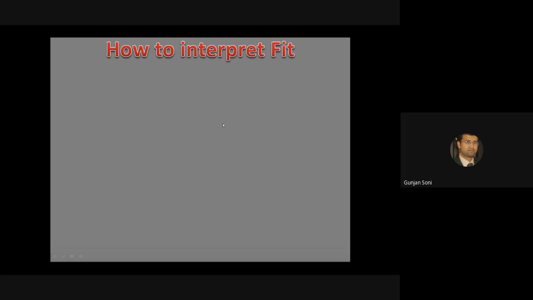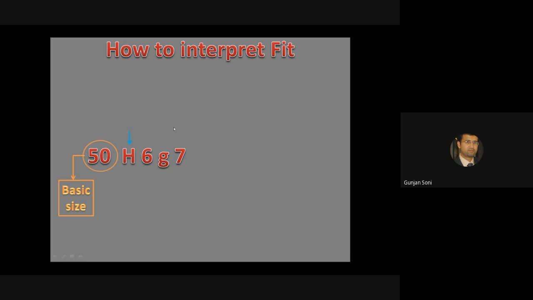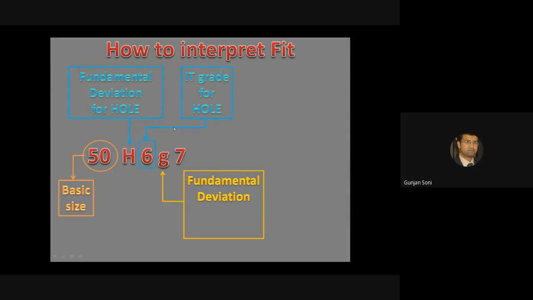When we combine the shaft and hole together, we get 50 capital H6 small g7, where the basic size has to be the same for both of them. For hole and shaft, the basic size has to be the same. 50 is the basic size for both, and capital H is the fundamental deviation for the hole. 6 is the IT grade or tolerance grade for the hole, and small g is the fundamental deviation for the shaft, and 7 is the IT grade for the shaft.